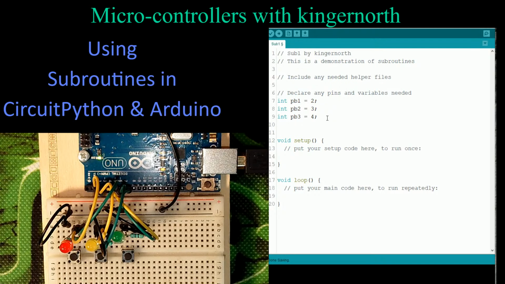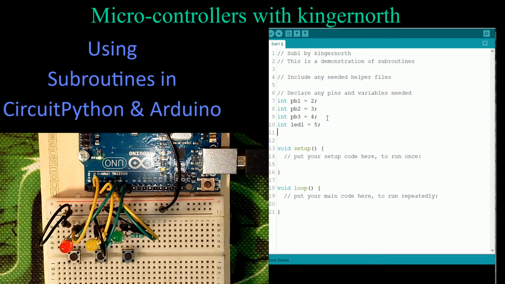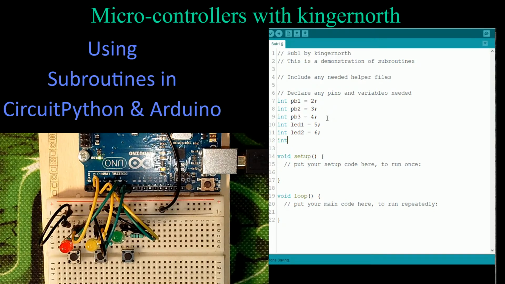Now I want to hook up 3 LEDs. So again, we're just going to go integer, LED1, and that's going to be pin 5. If you notice, we've got a nice little pattern going, they're all in a row. Integer LED2 is equal to 6. And integer LED3 is equal to 7. And that makes all of those connections really simple.